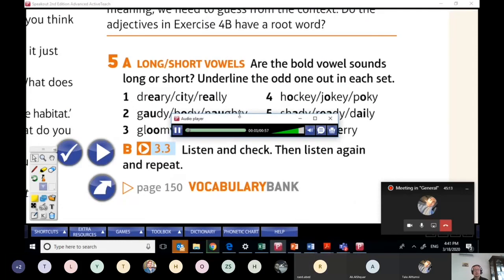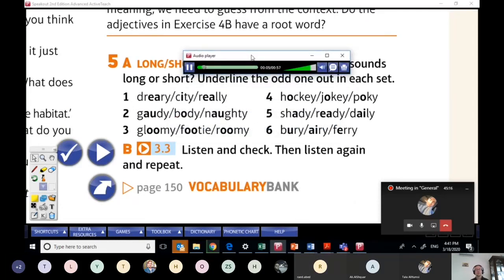Yes. Unit 3. Recording 3. 1. Dreary. City. Really. 2. Gaudy. Body. Naughty. 3. Gloomy. Footy. Roomy. 4. Hockey. Jokey. Pokey. 5. Shady. Ready. Daily. 6. Berry. Airy. Ferry.